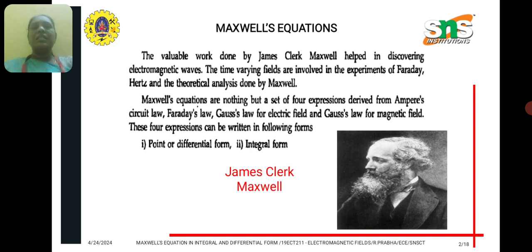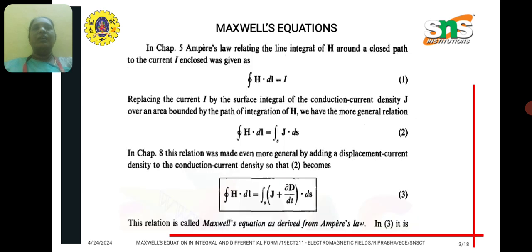So Maxwell's equations are a set of four expressions which are derived from Ampere's law, Faraday's law, Gauss law for electric field and Gauss law for magnetic field. These four equations are written in two forms. One is called integral form and the other is called differential form. The first equation we are going to see is Maxwell's equation derived from Ampere's law.